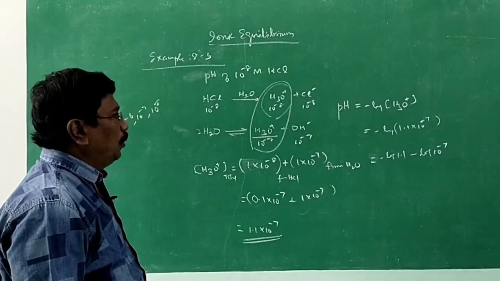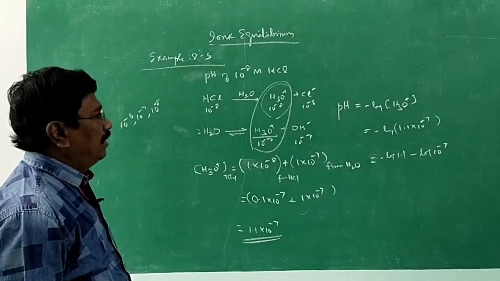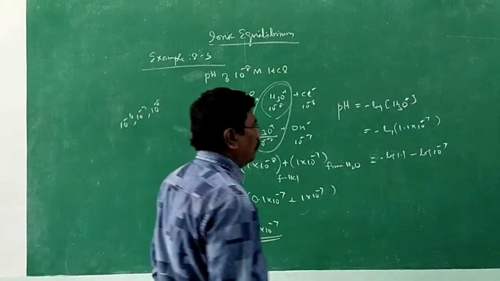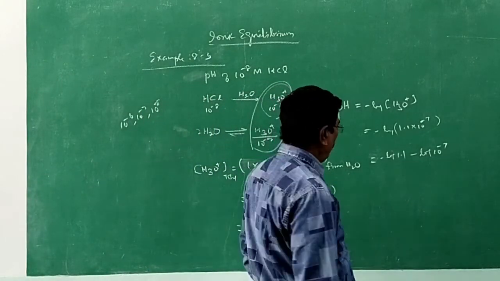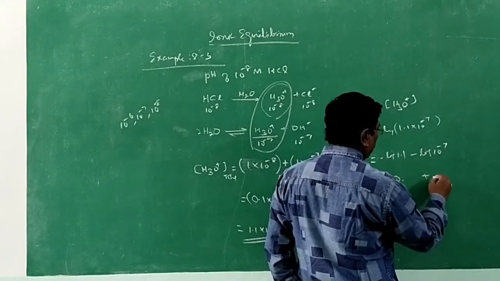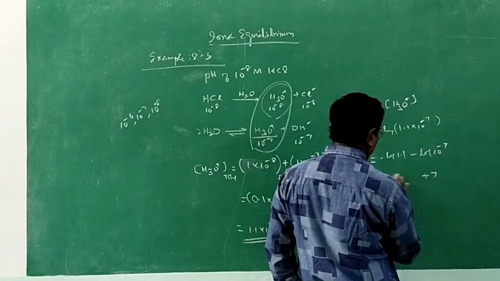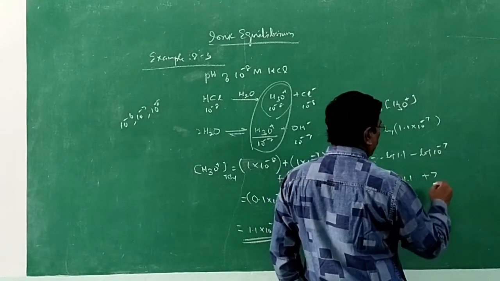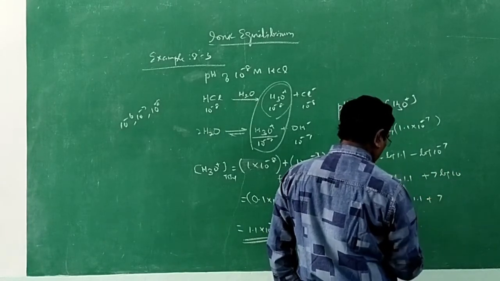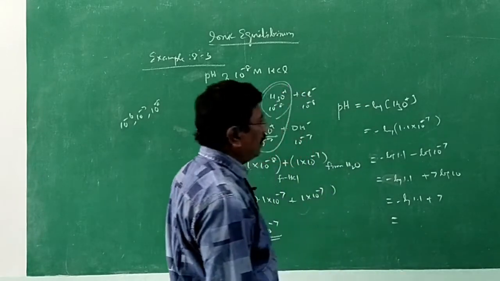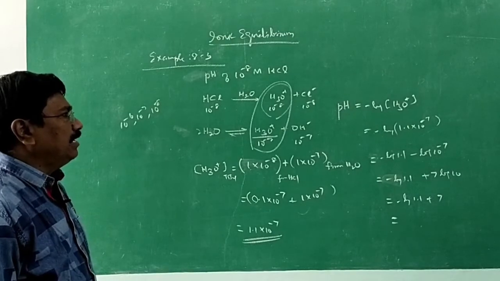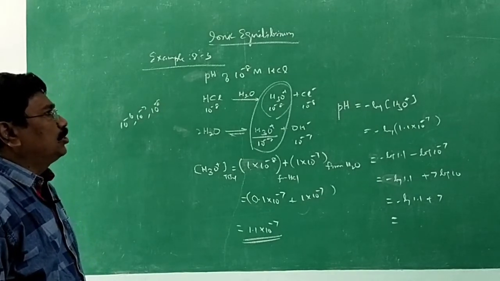Now we have to know the logarithmic value of 1.1. That you have to refer from your class table. I don't know the value exactly. Minus log 10 power minus 7 becomes plus 7, so it is minus log 1.1 plus 7. So definitely the value will be point something. Therefore, 7 minus something you will be getting. This is how we will get the pH value.